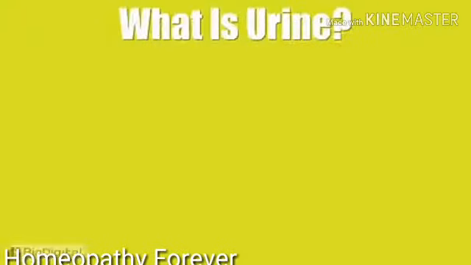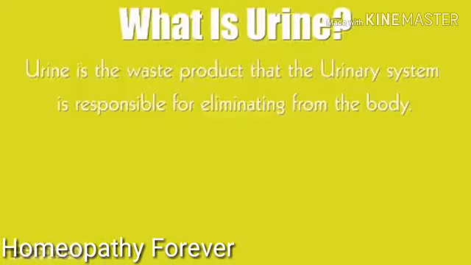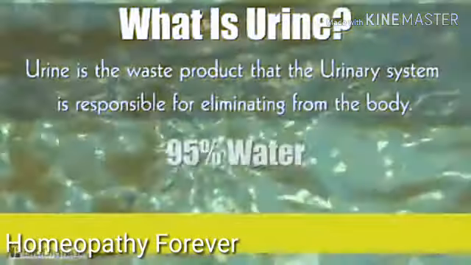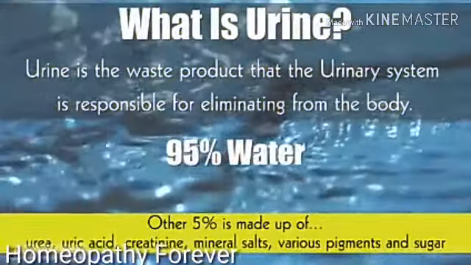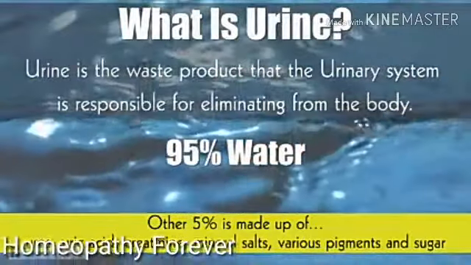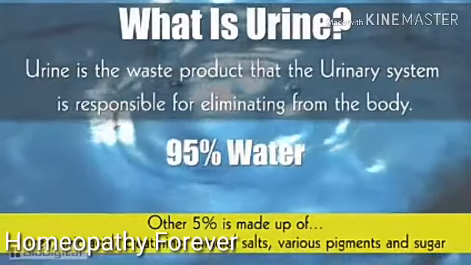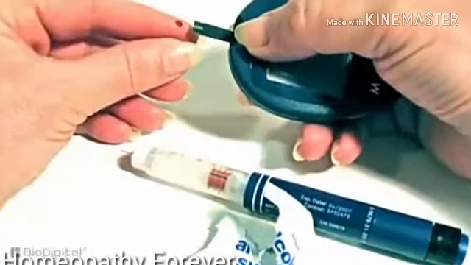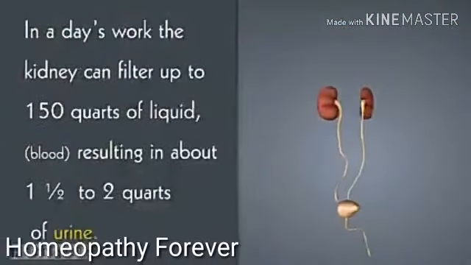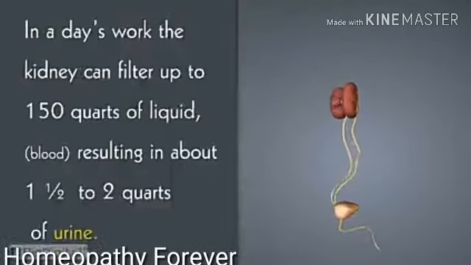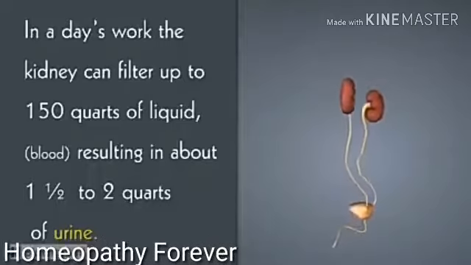So what exactly is urine? Urine is the waste product that the urinary system is responsible for eliminating from the body. It's 95% water, and the other 5% is made up of urea, uric acid, creatine, mineral salts, various pigments, and sugar. Excess sugar found in the urine can be indicative of diabetes. In a day's work, the kidney can filter up to 150 quarts of liquid, resulting in about 1.5 to 2 quarts of urine. That's if you're drinking the proper amount of water.